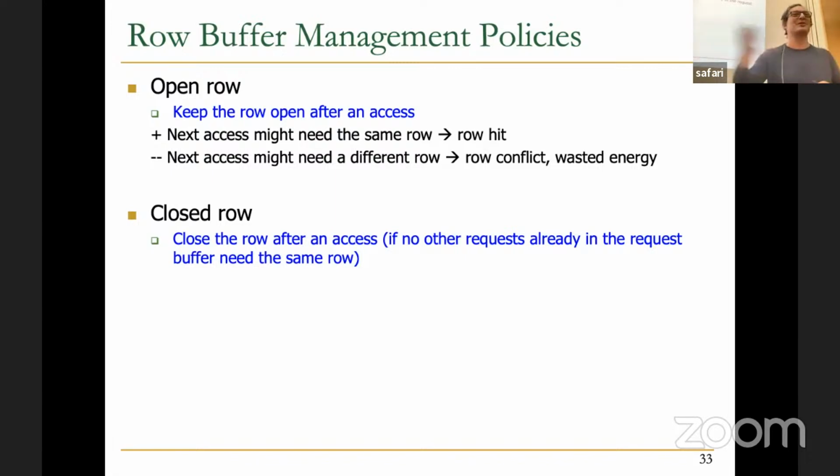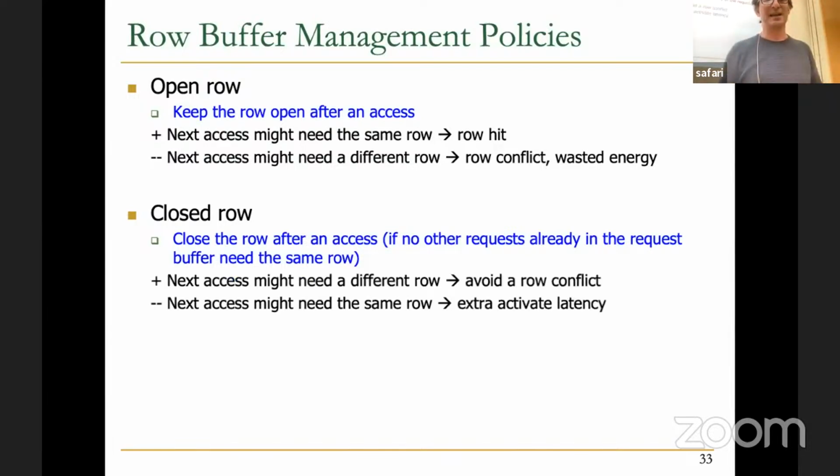If you always close the row, that's kind of dumb, right? Knowing that there are other requests waiting for this row, then you're shooting yourself in the foot, probably as a memory controller. But if you look at your queue and say, oh, there's no other request waiting, maybe I should close the row so that someone else can access it. Then if the next access needs a different row, you avoid a row conflict. That's good. But if the next access might need the same row, you get an extra activation latency, right? And there's no perfect choice over here, unfortunately, unless you predict the future somehow.